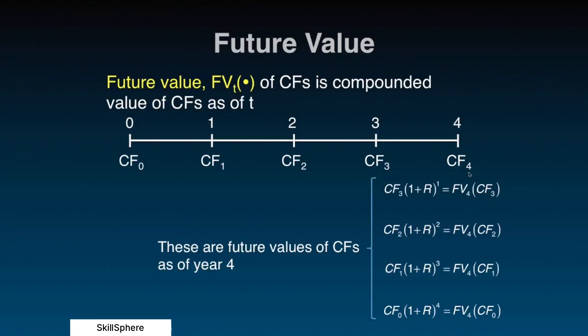Now these cash flows, once they've been moved forward, are referred to as future values. Again, this is just notation like with present values. This is the future value as of period 4 of cash flow 3. The future value as of period 4 of cash flow 2. And likewise for cash flows 1 and 0.